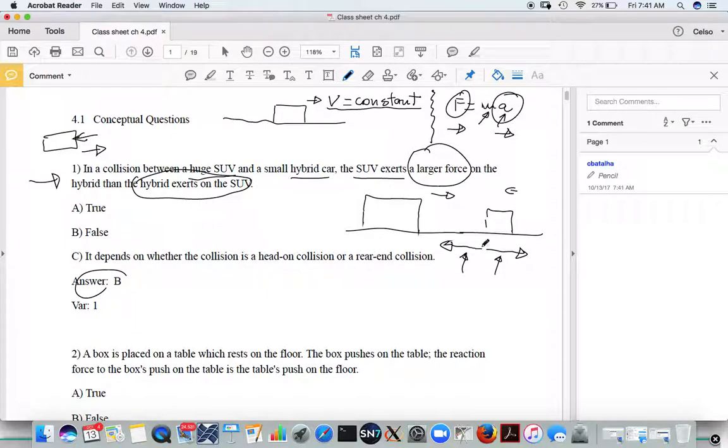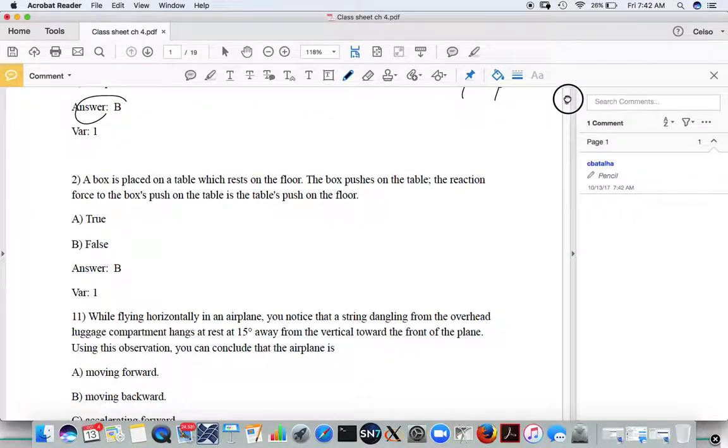Earth is a big thing, right? It's a big planet. So Earth pulls you down with a force with the same intensity with which you pull Earth upward, but the direction is opposite. Okay. So this is false because the intensity of the forces are the same, but the direction is not.